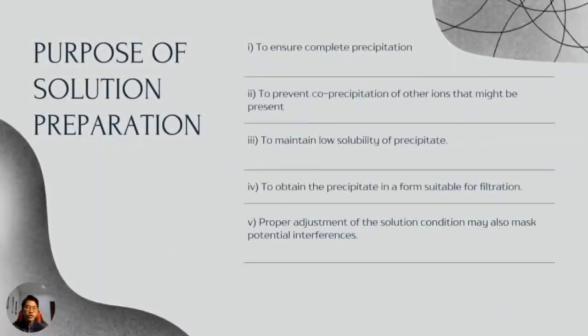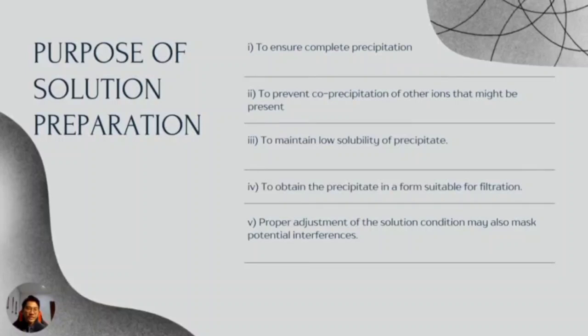So, do you know why the preparation of the sample is made? There are purposes of solution preparation. The first is to ensure complete precipitation. The second is to prevent co-precipitation of other ions that might be present. The third is to maintain low solubility of the precipitate. The fourth is to obtain the precipitate in a form suitable for filtration, and proper adjustment of the solution conditions may also mask potential interferences.